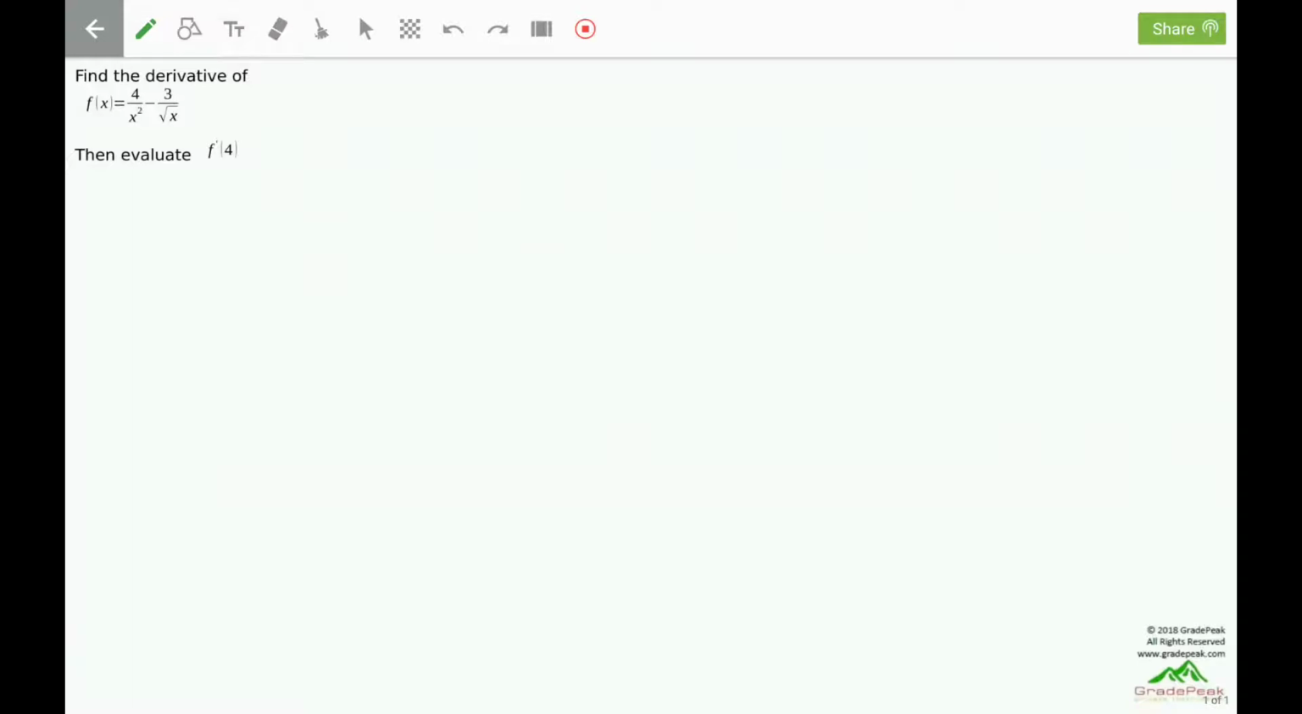Find the derivative of f of x equals 4 over x squared minus 3 over the square root of x. Then evaluate f prime of 4. F of x here is made up of the subtraction of two terms, 4 over x squared minus 3 over the square root of x.